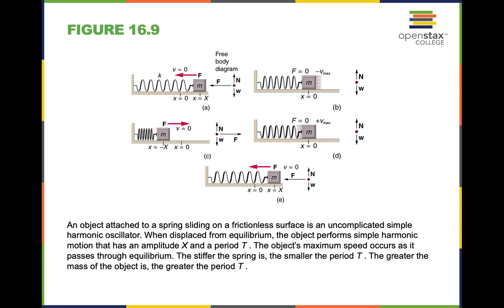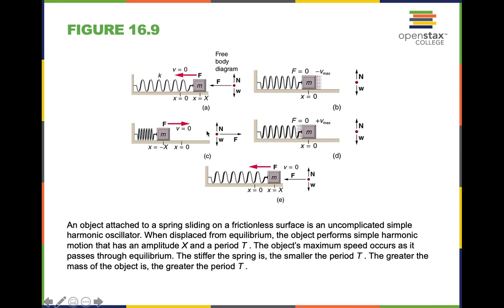Another figure, 16.9: we have an object attached to a spring sliding on a frictionless surface, an uncomplicated simple harmonic oscillator. When displaced from equilibrium, the object performs simple harmonic motion with amplitude X and a period T. The object's maximum speed occurs as it passes through equilibrium. The stiffer the spring is, the smaller the period T. The greater the mass of the object is, the greater the period T.